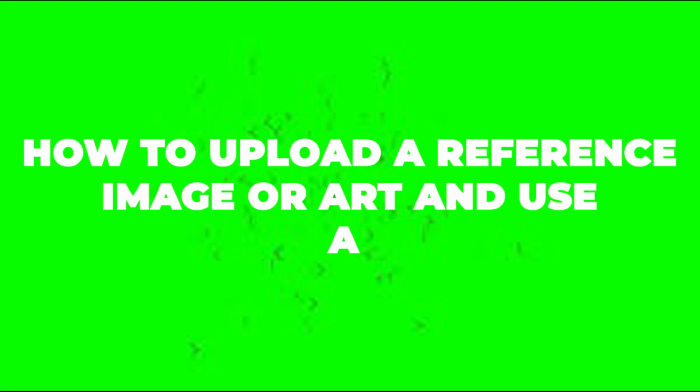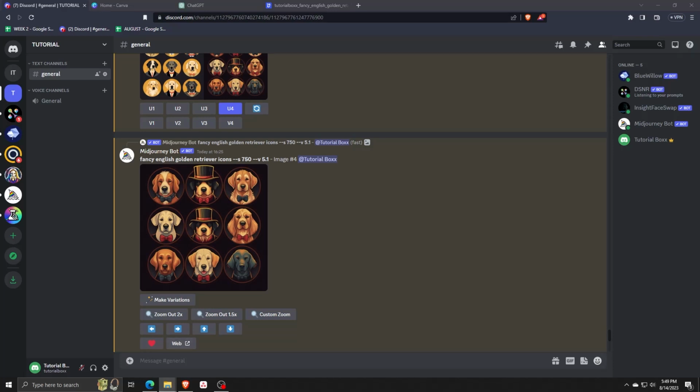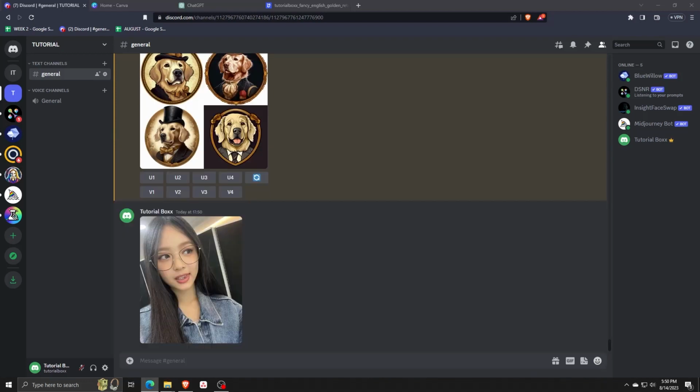In this one, I'm going to be showing you guys how to upload a reference image or art and use that as a prompt on Midjourney instead of using a usual text prompt. So to start things off, we're going to be using this example image as a prompt instead of a text. One of the first things I want to do is upload the image to Discord.